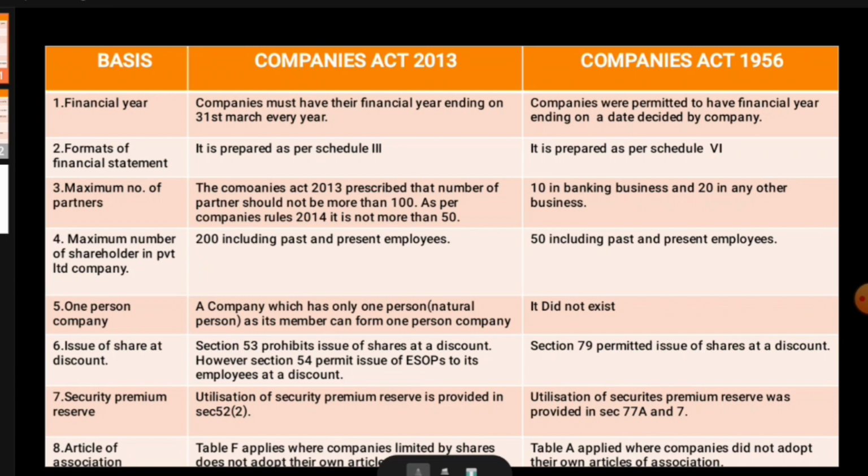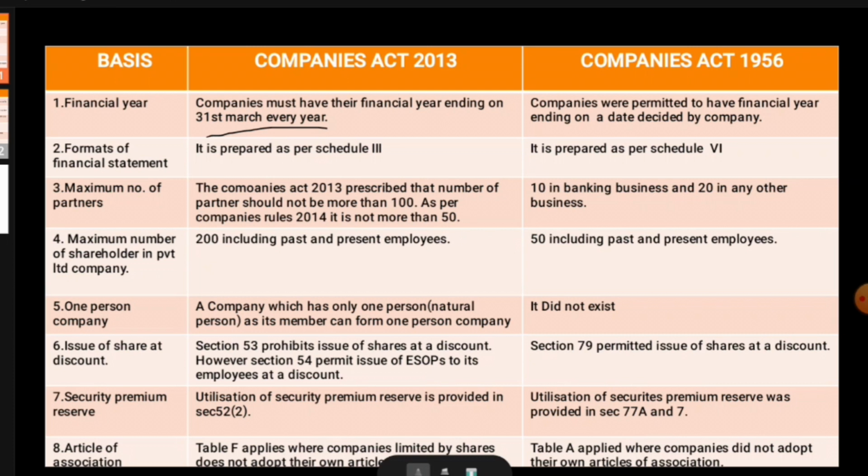The companies must have their financial year ending on 31st March every year. According to Companies Act 2013, every company must have their financial year ending on 31st March every year, and not on any other month.